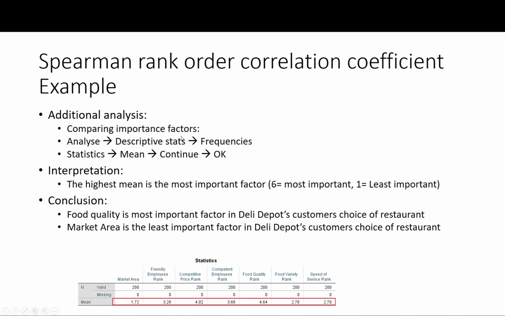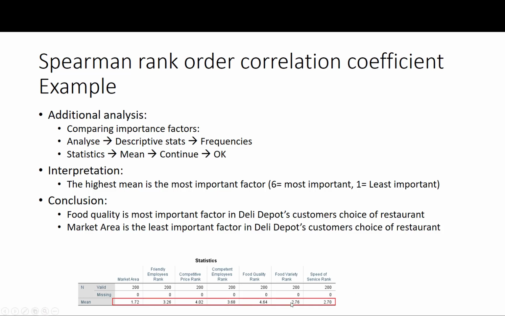Additional analysis is also required here. We need to compare the importance of factors. So we need to do our frequency tables and include the mean in the output. Trust me, the instructions are there. I want to make this video as short as possible because there are a lot of tests to run. The interpretation of this output is that the highest mean is the most important factor, because 6 is the most important and 1 is the least important.